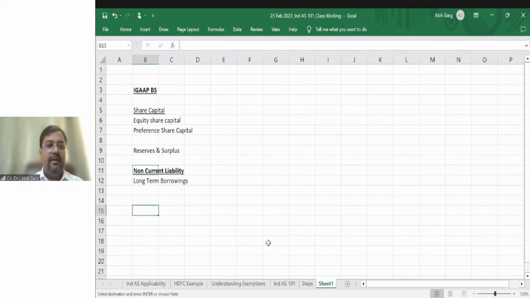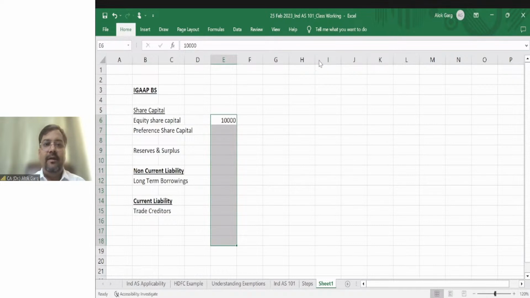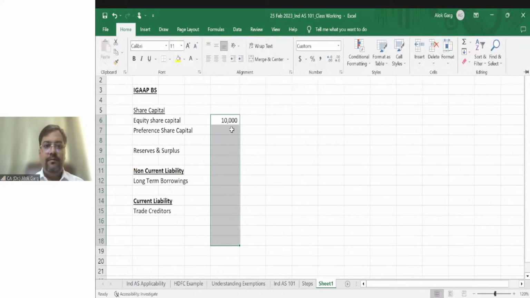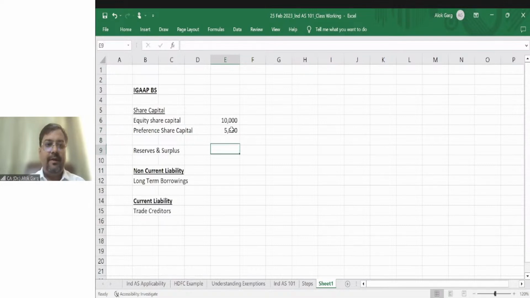And there is a current liability, let's say trade creditors. So, for example, equity share capital is 10,000, assuming these numbers are in lakhs. 5,000 is preference capital, 15,000 reserves, 7,000 borrowings, trade creditors 3,000. This is the total of the balance sheet.